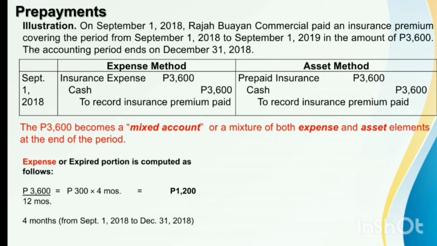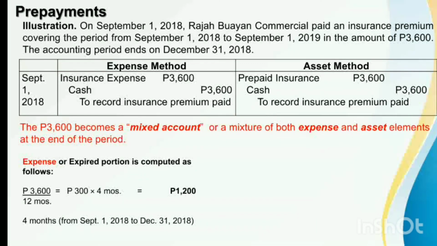So September 1 to 30 is already 1 month, and then October, November, December, so that is 4 months. And so 300 pesos times 4 months is equal to 1,200 pesos. So this is now the expired portion, or the insurance expense portion.